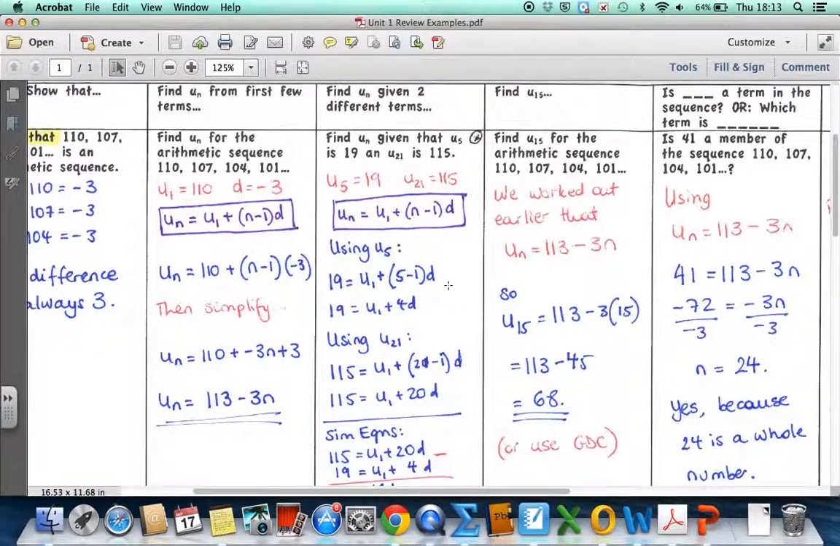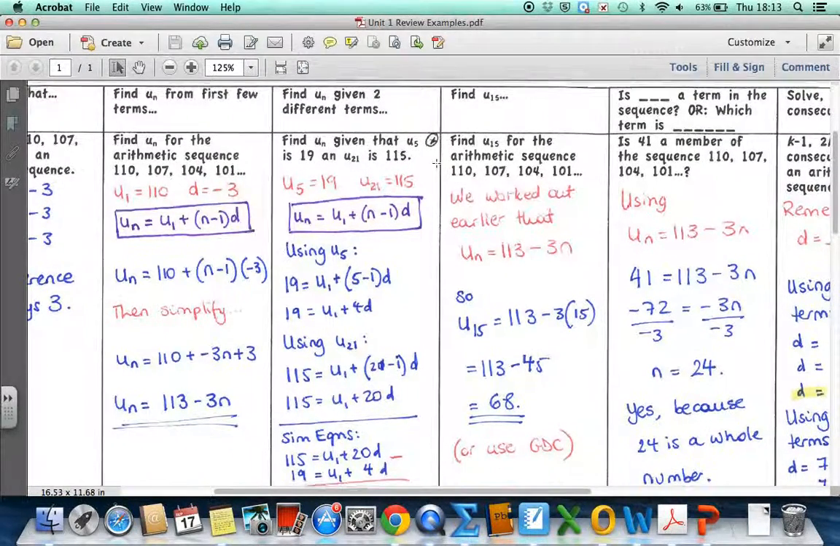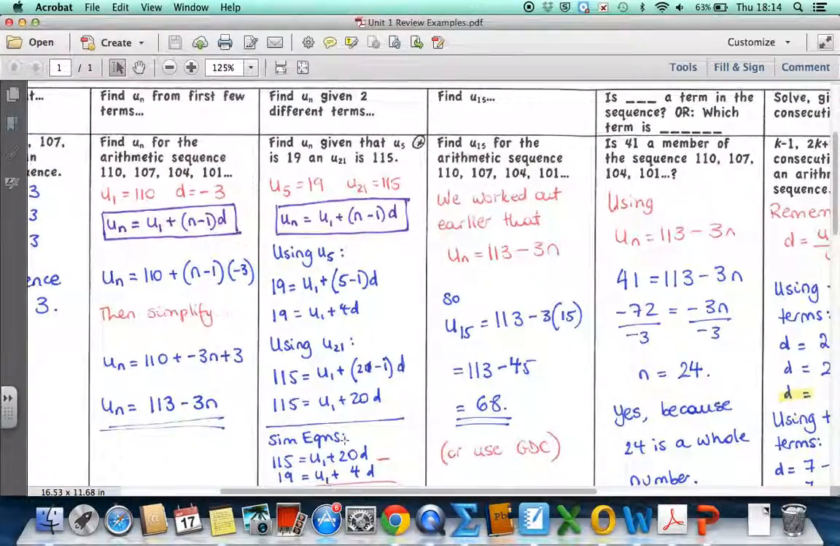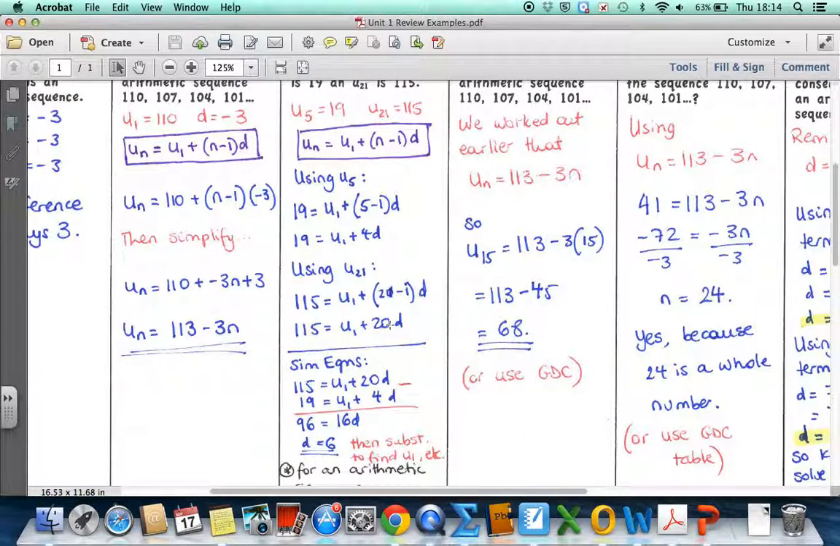All right, moving along. This is another type of question they could ask you where they give you two terms and ask you to find un. I forgot to put on there, I've added it on, assume it's an arithmetic sequence. So again, in red, what we know, u5 and u21. And in purple, the formula. Now, if we use this formula for each of these cases, this is what happens. So using u5, I get that 19, because this is u5 is 19, is equal to u1 plus 4d. This is because u5, so n is 5, and we get 4d. And if I use u21, we get this.